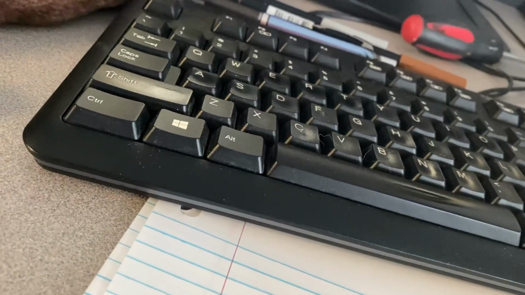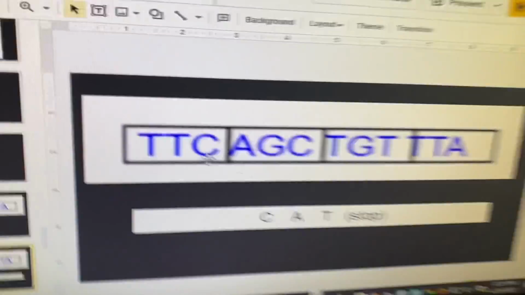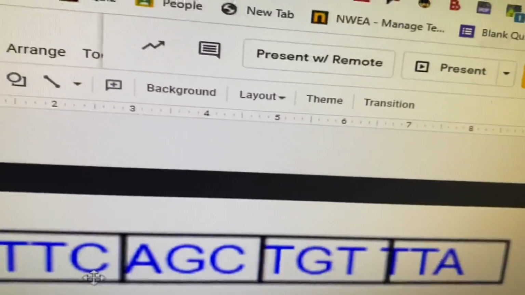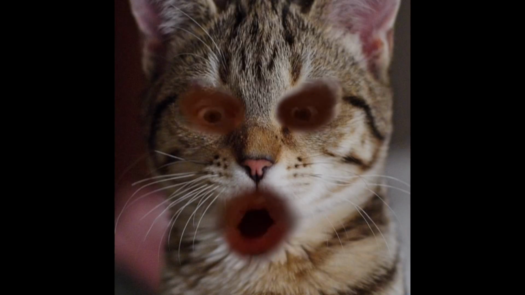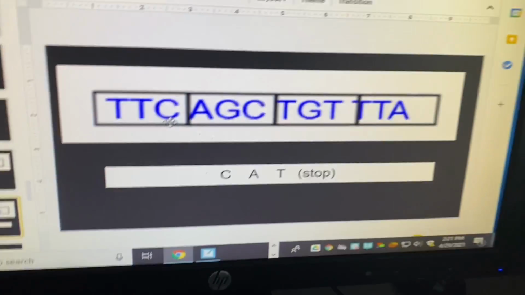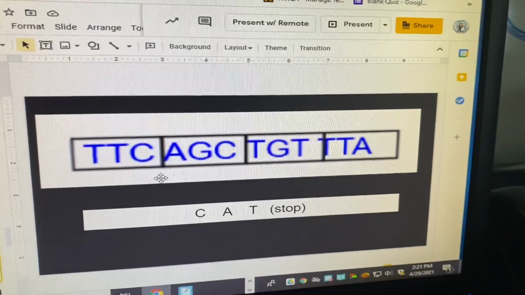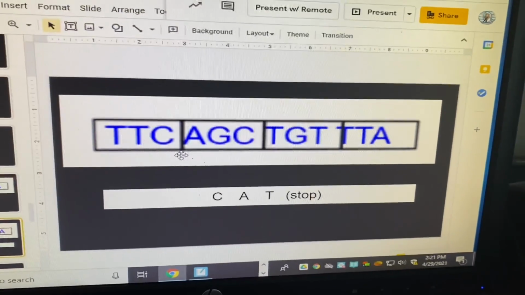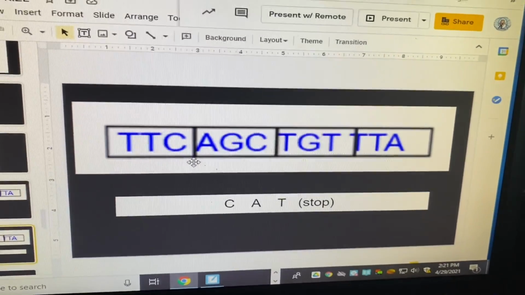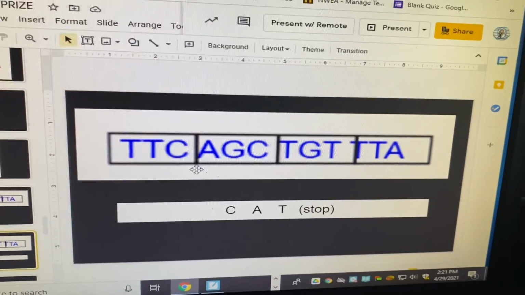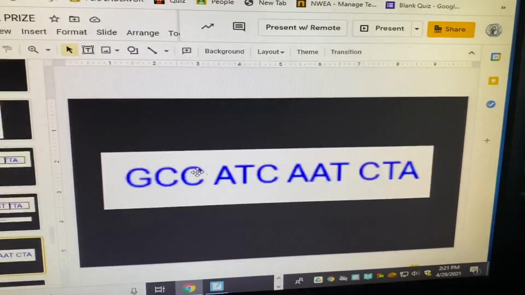So our first gene, TTC, AGC, TGT, TTA, when we translate that into something that means something to us in English, we get meow. The cat protein. All right, so here's what you're going to do. I'm going to give you the next gene. You'll hit pause, and then you'll decode it, and then I'll ask you to tell me what the decoded version was.